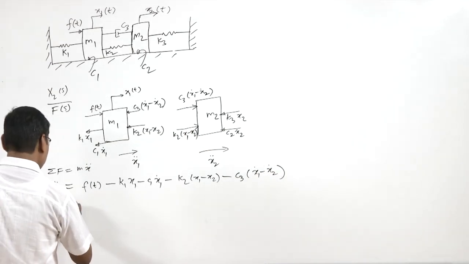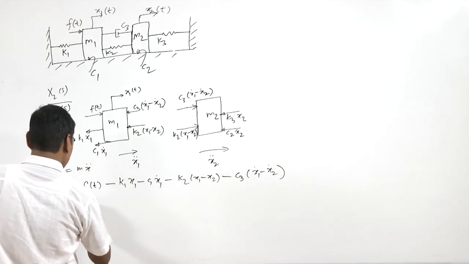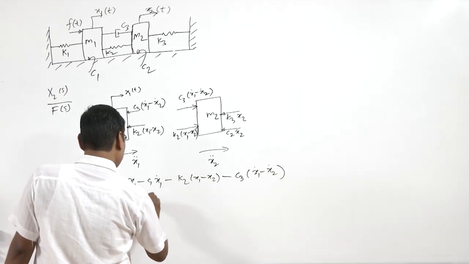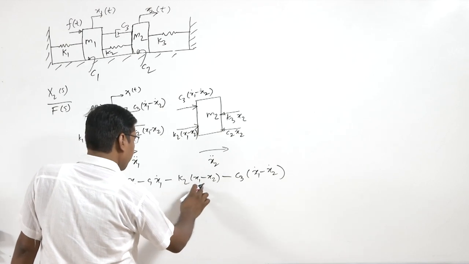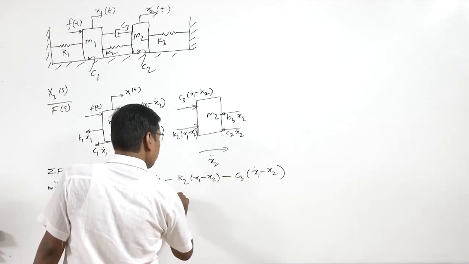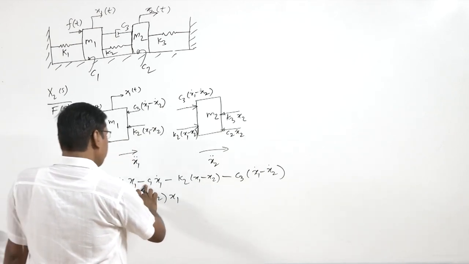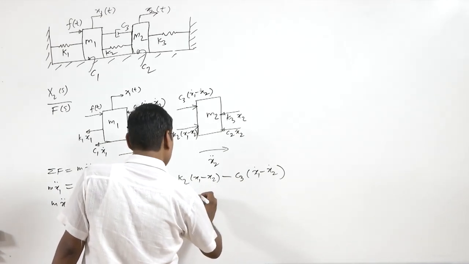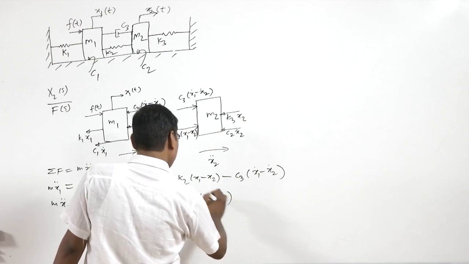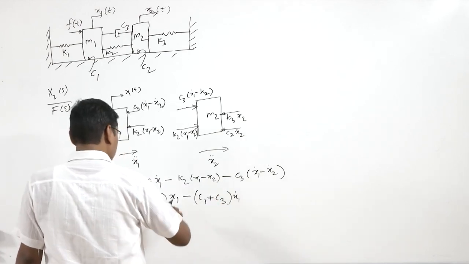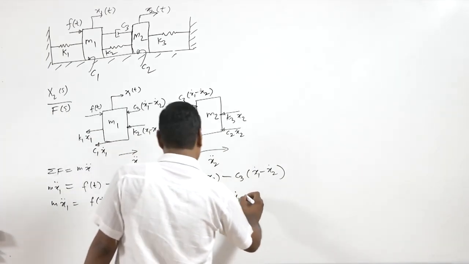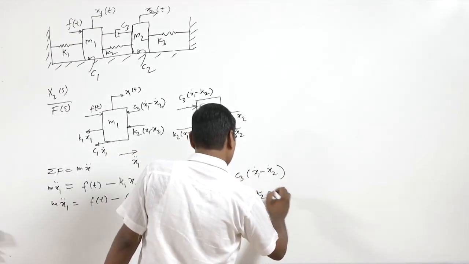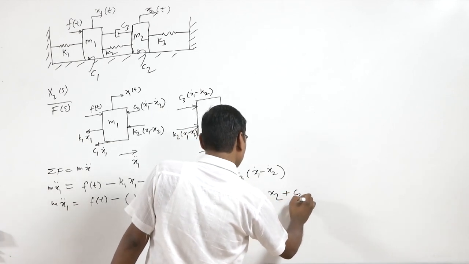So we can write, we collect the terms like the X1 term: minus K1 X1 and minus K2 X1, so minus (K1 plus K2) X1. And this is minus C1 X1 dot, and here minus C3 X1 dot, so this is minus (C1 plus C3) X1 dot, and this is plus K2 times X2, and this is plus C3 times X2 dot.